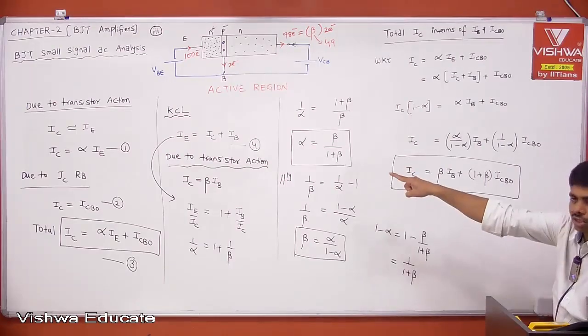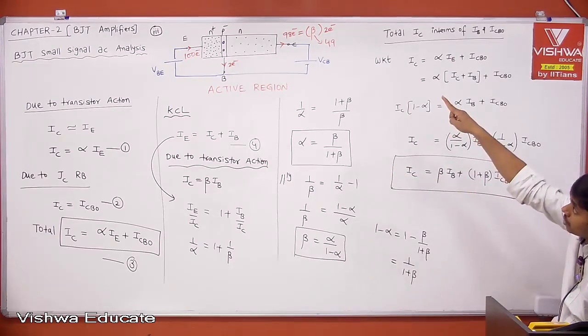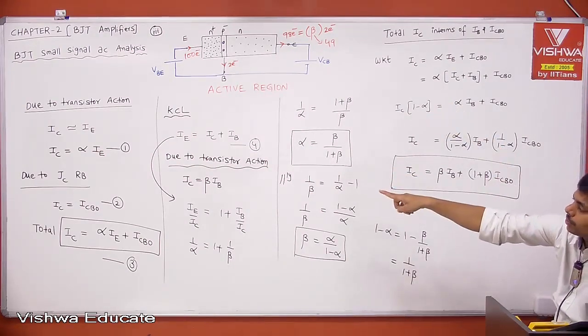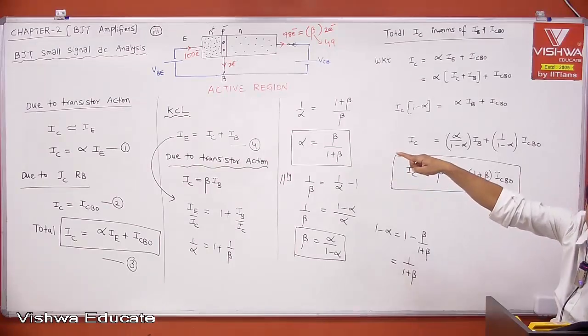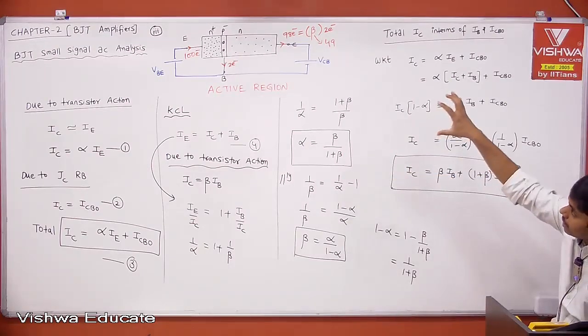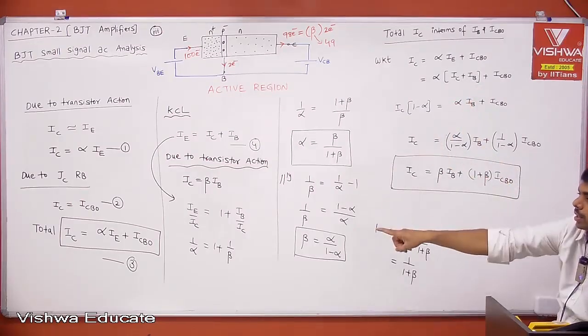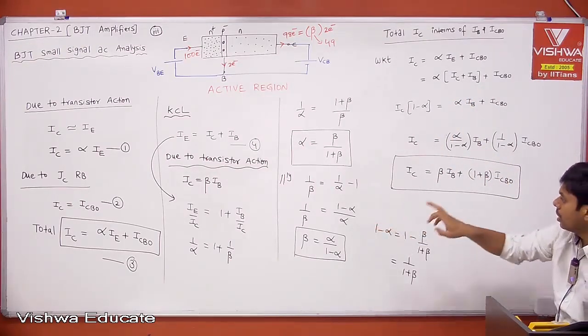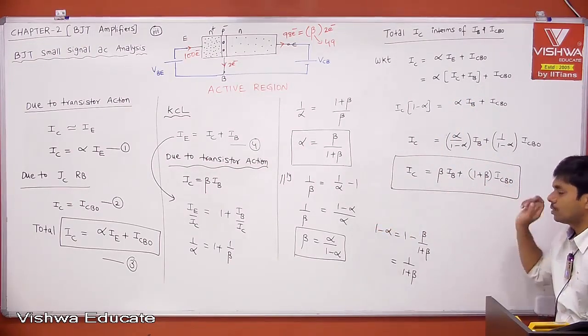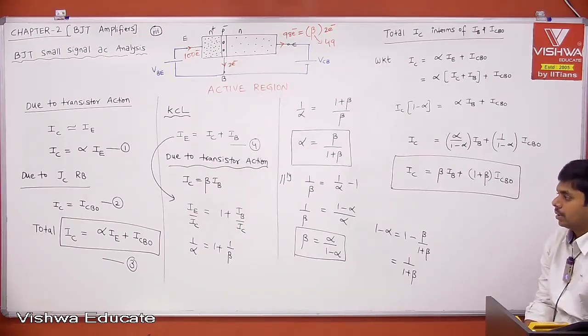If you take only transistor action, neglecting reverse saturation current, then your IC is equal to beta into IB and IC is equal to alpha into IE. But if you want to write the complete equation without neglecting reverse saturation current, then IC is equal to alpha into IE plus ICBO, and IC is equal to beta into IB plus 1 plus beta into ICBO.